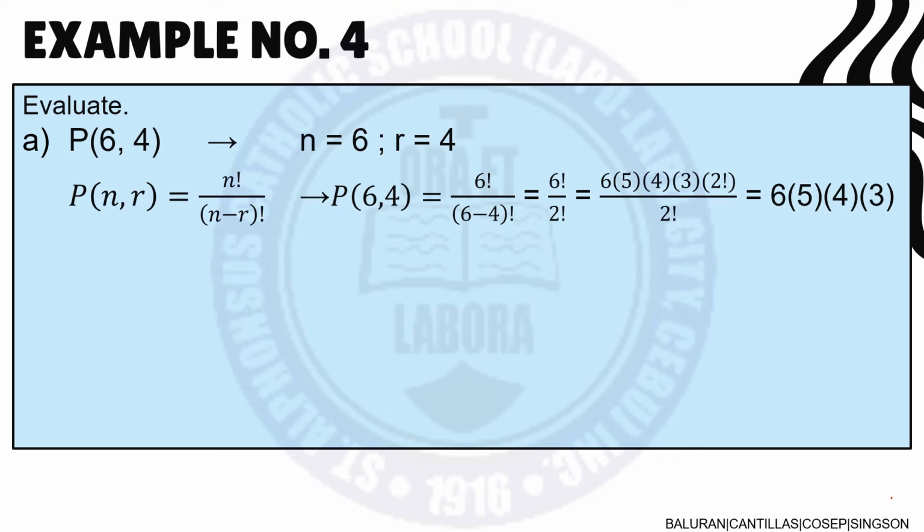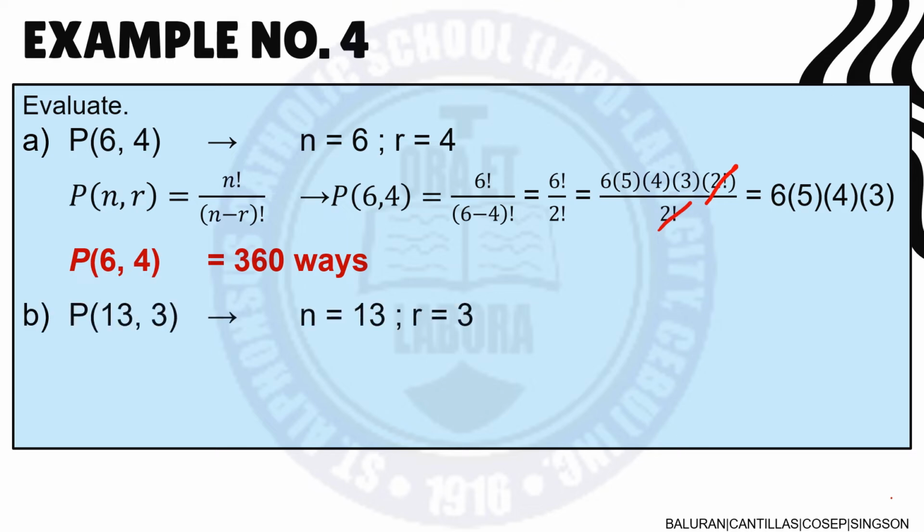And since you already have the same 2 factorial in both numerator and denominator, you can immediately cancel. Then we are left with 6 times 5 times 4 times 3. So the permutation of 6 things taken 4 at a time is equal to 360 ways.